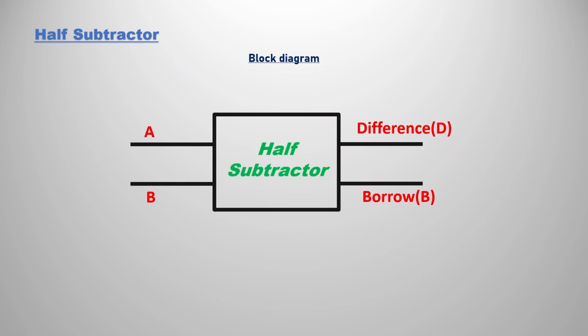So this is the half subtractor block diagram. A block diagram is nothing but a simple representation. The logic inside the block we don't know yet, so now we are going to explore that. But this is the overall overview of the block diagram of the half subtractor. Two inputs go in, and we get difference and borrow. The name itself suggests that the half subtractor is the logic that subtracts and produces difference and borrow.